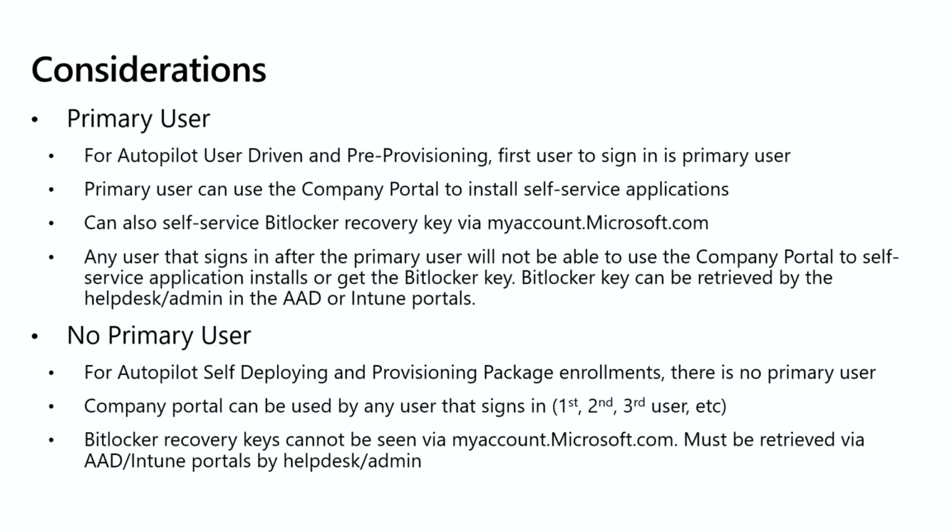Now they can also self-service the BitLocker recovery key. So you can go to myaccount.microsoft.com, and if they get locked out of their machine, they're prompted for the BitLocker key, they can go ahead and select that. And then any user that signs in after the primary user will not be able to use the company portal to self-service applications or get the BitLocker recovery key. And that's in scenarios where you're using Autopilot user-driven or pre-provisioning scenarios.